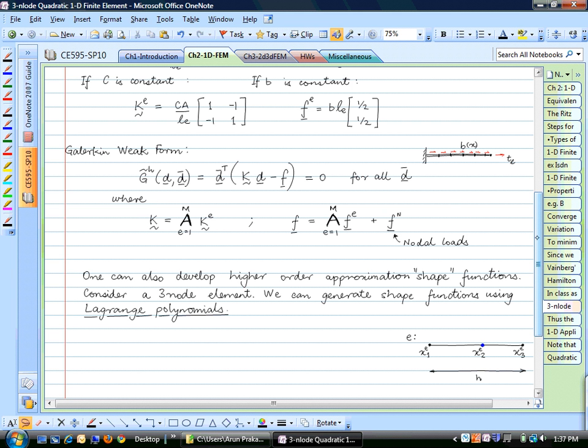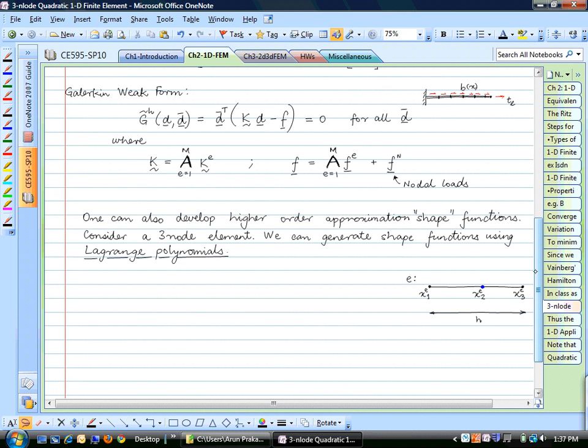So today what we're going to try to see is how to develop higher-order polynomial shape functions when you can include an extra node within the element. Let's say this is our element e, starting from this node all the way up to this node. And we are going to add, for the time being, just one node in the middle, which gives us a total of 3 degrees of freedom per element.